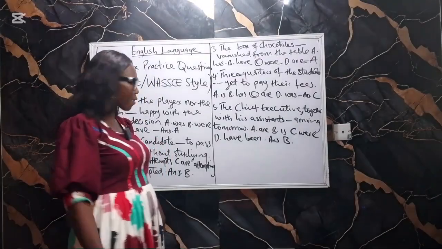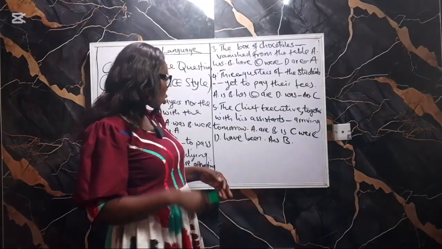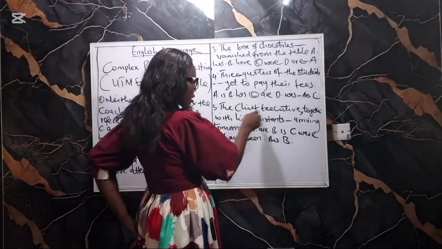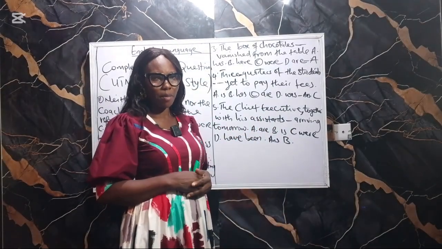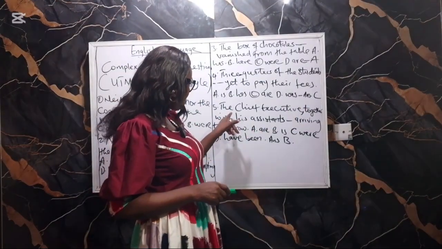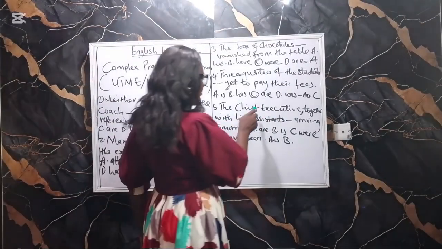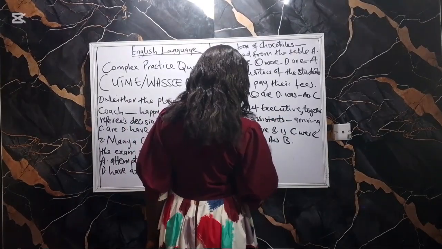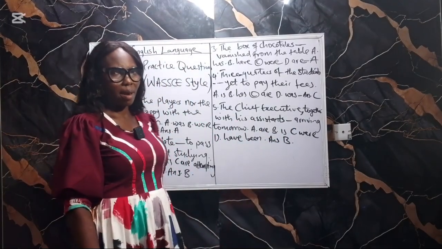Then number 5. The chief executive, together with his assistants, dash arriving tomorrow. Remember, the main subject here is the chief executive. Other ones are just additional information. The verb will ignore the remaining ones, but the verb will take only this first subject. So the answer should be: the chief executive, together with his assistants, is arriving. That is B, is arriving.